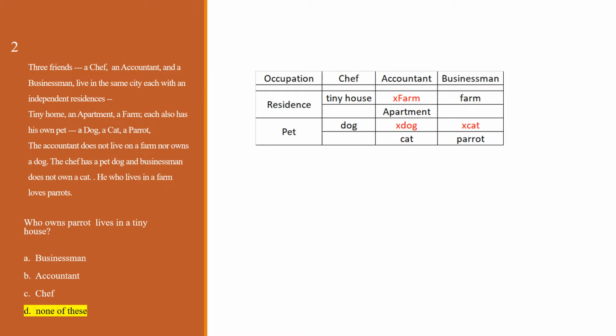For question number 2, for the same problem, we are asked for who owns the parrot and lives in a tiny house. So the one who owns a parrot does not live in a tiny house, so our answer will be none of these.